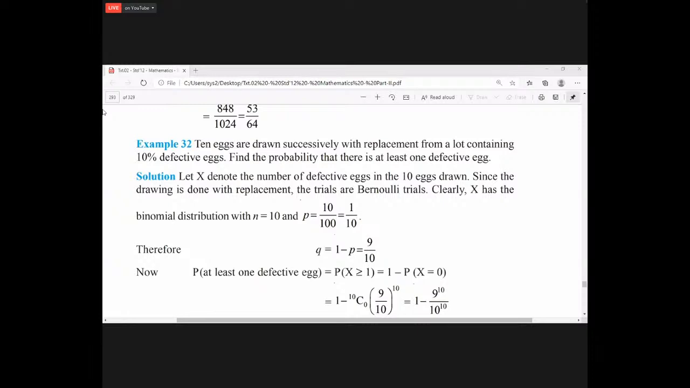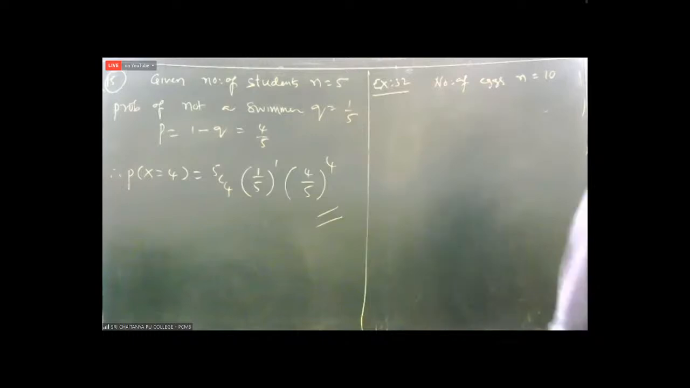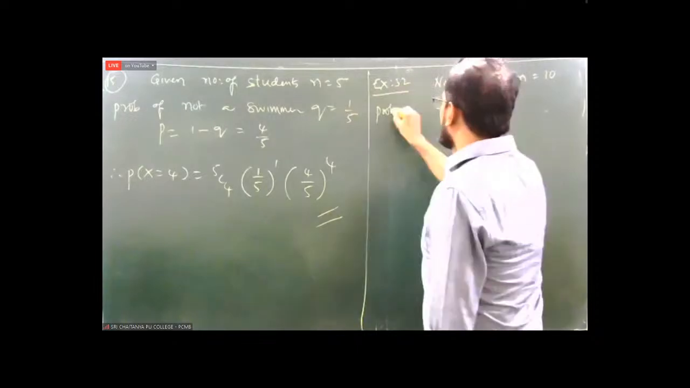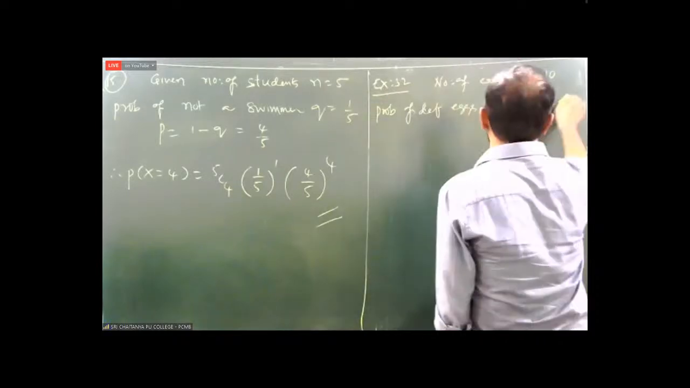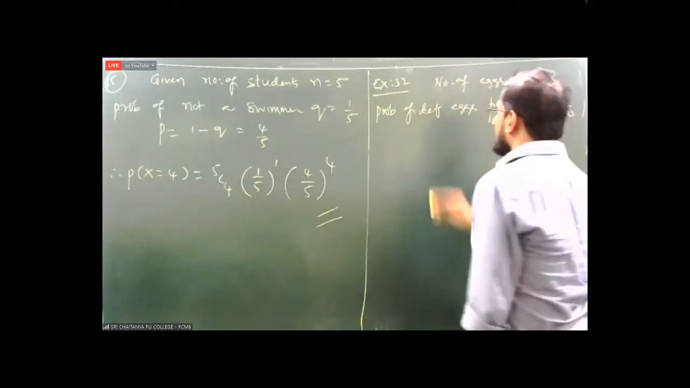Number of eggs, n is equal to 10, right? Out of 10, how many are defective is given to you. Observe. Out of 10, 10% are defective. That means P is equal to the probability of a defective egg, 10 by 100, which is 1 by 10. Q is equal to 1 minus P, which is 9 by 10.